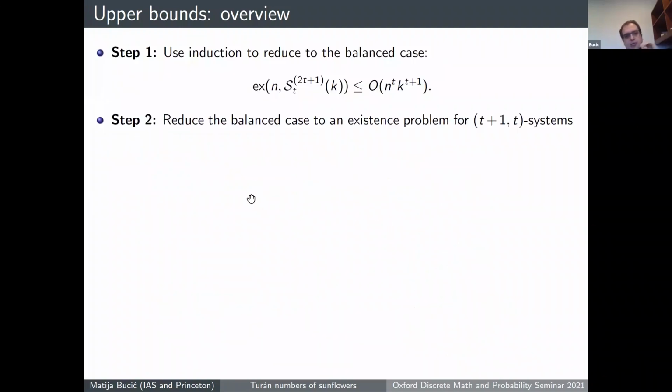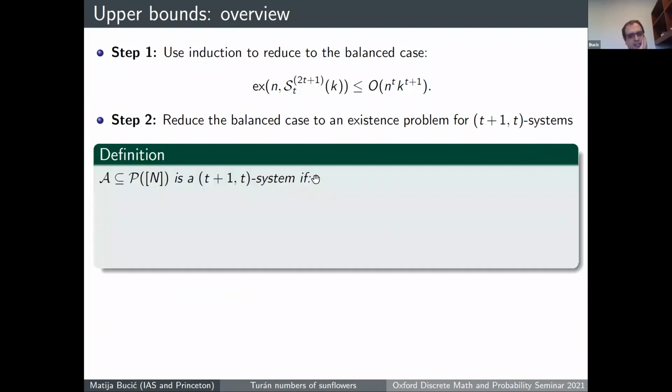So very good. So now we want to just prove this inequality. And the second step is a reduction of this inequality to an existence problem for an object which is called a t plus 1 t system in literature, and which I will now tell you what it is. So it's just a family of sets which satisfies certain properties. And the properties might seem a little bit arbitrary, but they somehow appear relatively natural when you have a certain argument in mind here.